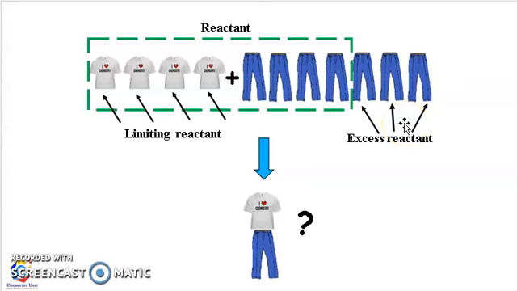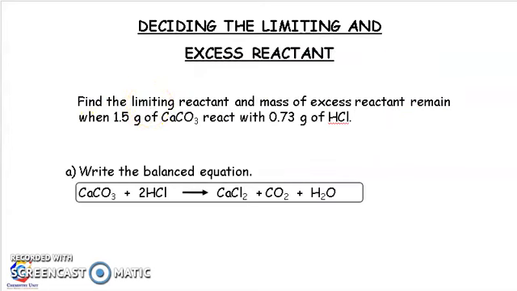Now we go for the real chemistry question to decide the limiting and excess reactant. Based on this question, we need to find the limiting reactant and the mass of excess reactant remaining when 1.5 gram of calcium carbonate reacts with 0.73 gram of hydrochloric acid.